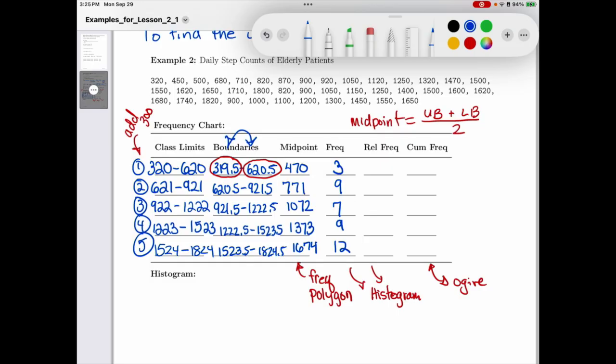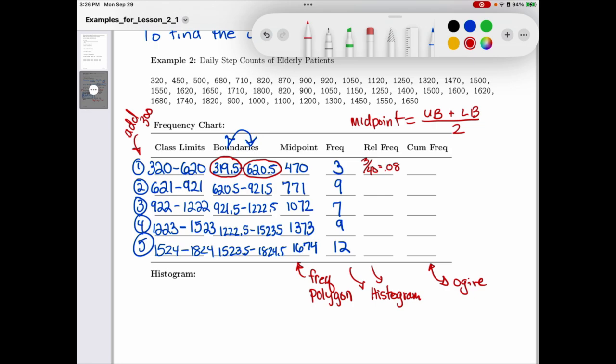Now, the relative frequency, that is the percentage of values that lie on each of those classes. Because there are 40 values in this data set, and there's 3 that fall on the first class, that means my relative frequency is going to be 3 out of 40, and then when I round that as a decimal, I'm going to get 0.08. So the relative frequency is the percentage of values that lie on that class, not the count, it's the percentage.